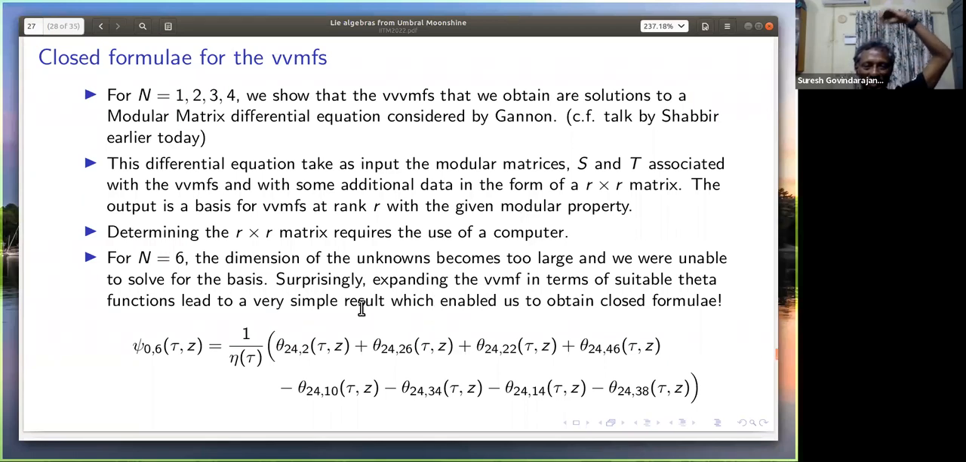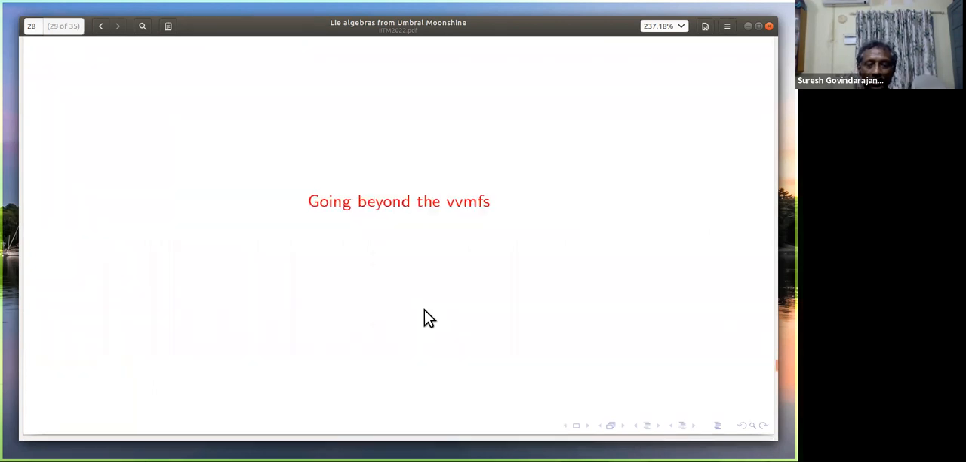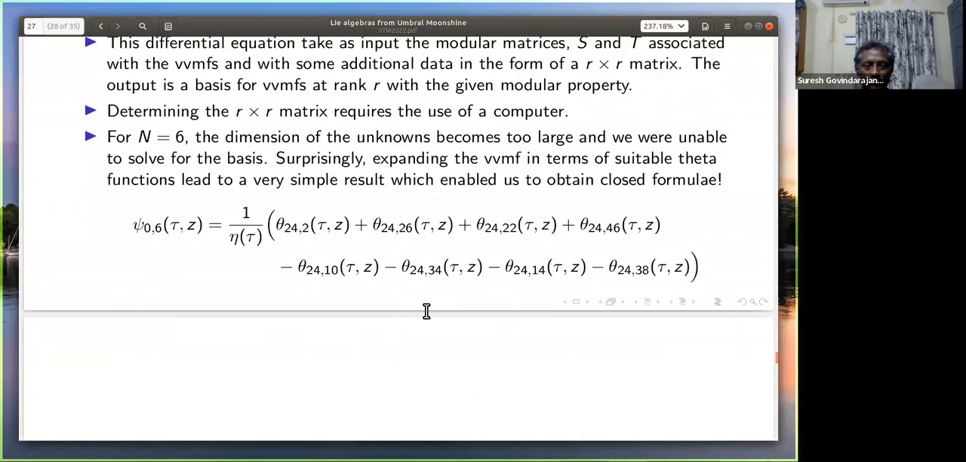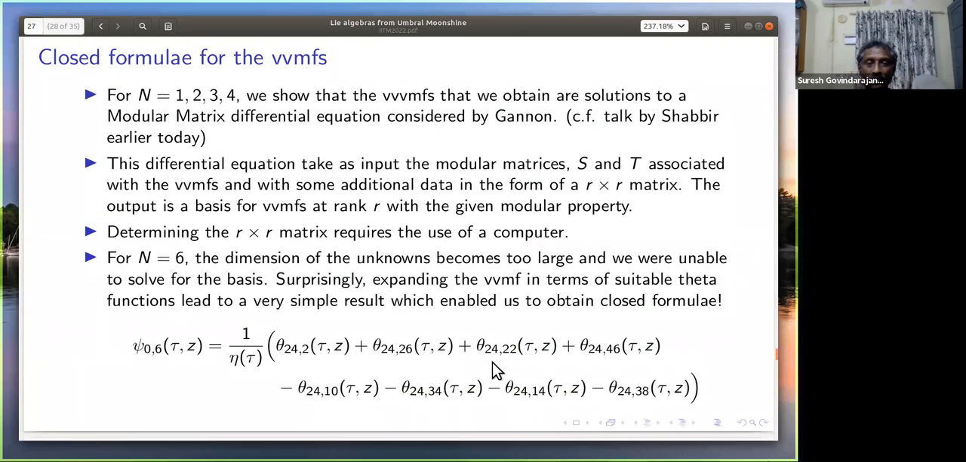But this is where Shabir observed that psi 0 6, if you expand it in terms of some theta functions, takes a very, very simple form, 1 by eta times this. This is not the expansion which I was talking about earlier, but just something else. And then Vishwanath observed that using this, and there is some connection with something called Hecke modular forms, we were able to, in this case at least, get explicit formulae for all the G's. That's pretty remarkable. But it was not as a solution of any differential equation, and that remains open.